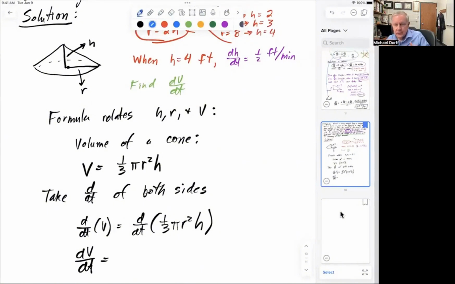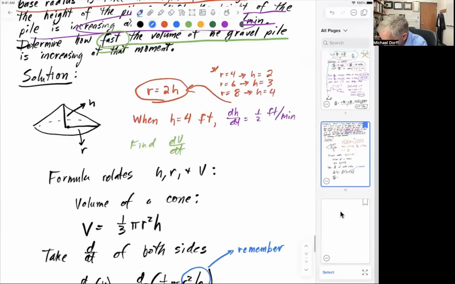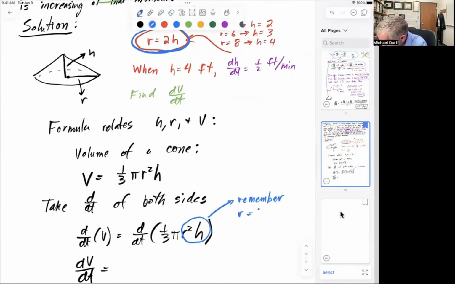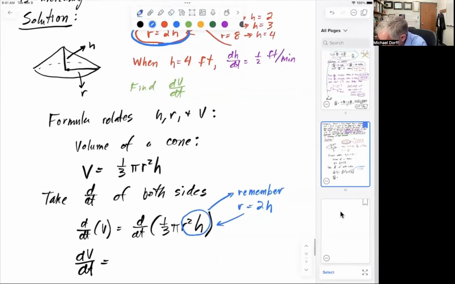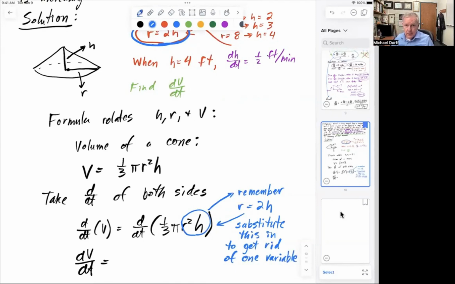So you might think I need to do the product rule, but remember there's a connection between the radius and the height. The radius is always twice as much as the height. So we figured out earlier that meant that r equals 2h here. So we can use this and substitute this in to get rid of one of the variables, and that will make the derivative easier to do. We can do this because there is this relationship between the radius and the height. The radius is always twice the height, which means r equals 2h.